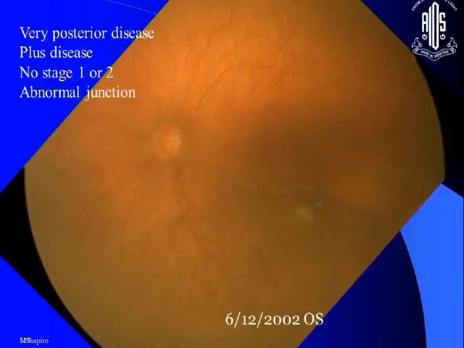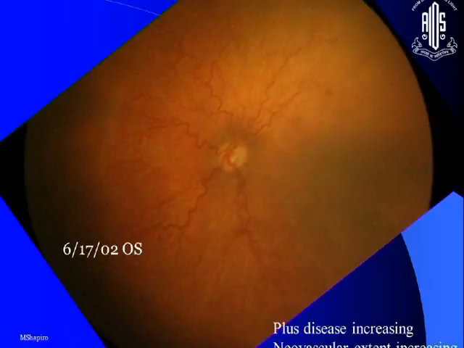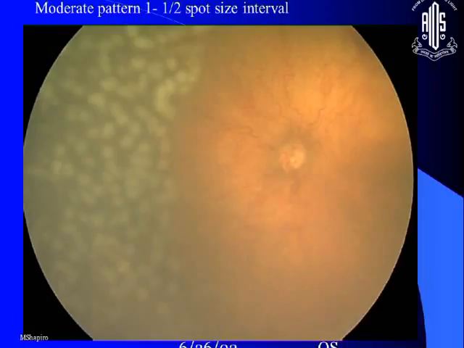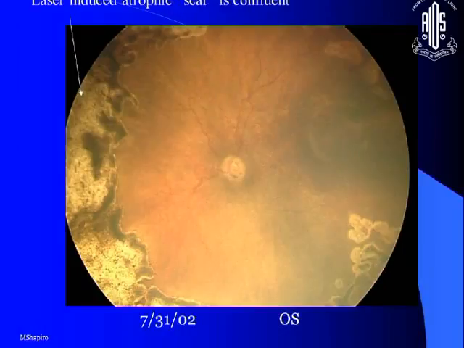I think when we were not having this RetCam, these are some of the pictures which Michael Shapiro had given to me. I think he had shown it nicely. This is in 2002 he has taken, and you can see the progression. Just in a week's time, how much it has progressed, and it has further progressed in even the next 2 days. Then treated with confluent laser, and he has shown the beautiful regression. So that is what the beauty is.